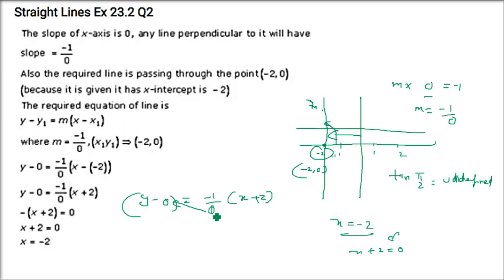So the left hand side is going to be 0 and right hand side will be minus 1 into x plus 2. Now you can multiply both sides by minus 1. So multiply both sides by minus 1. You will get x plus 2 equals 0, which is the actual equation which we found earlier also.